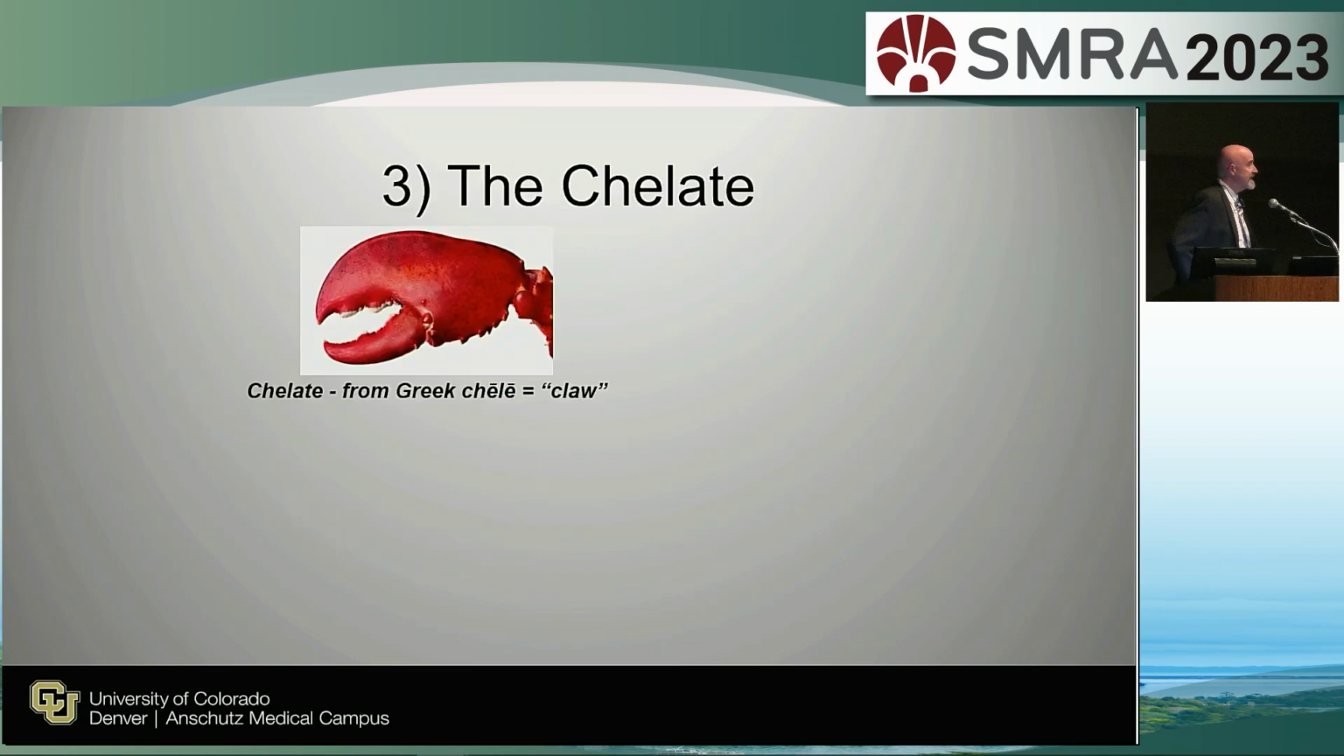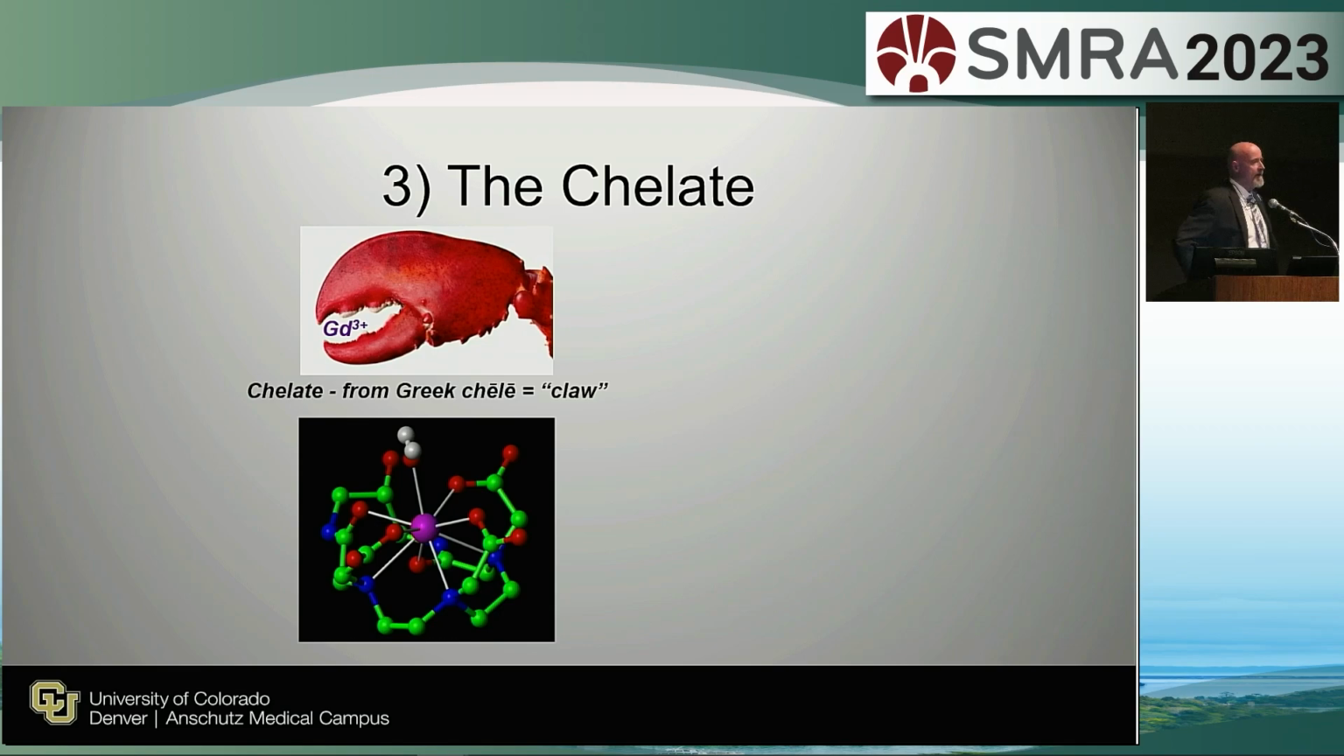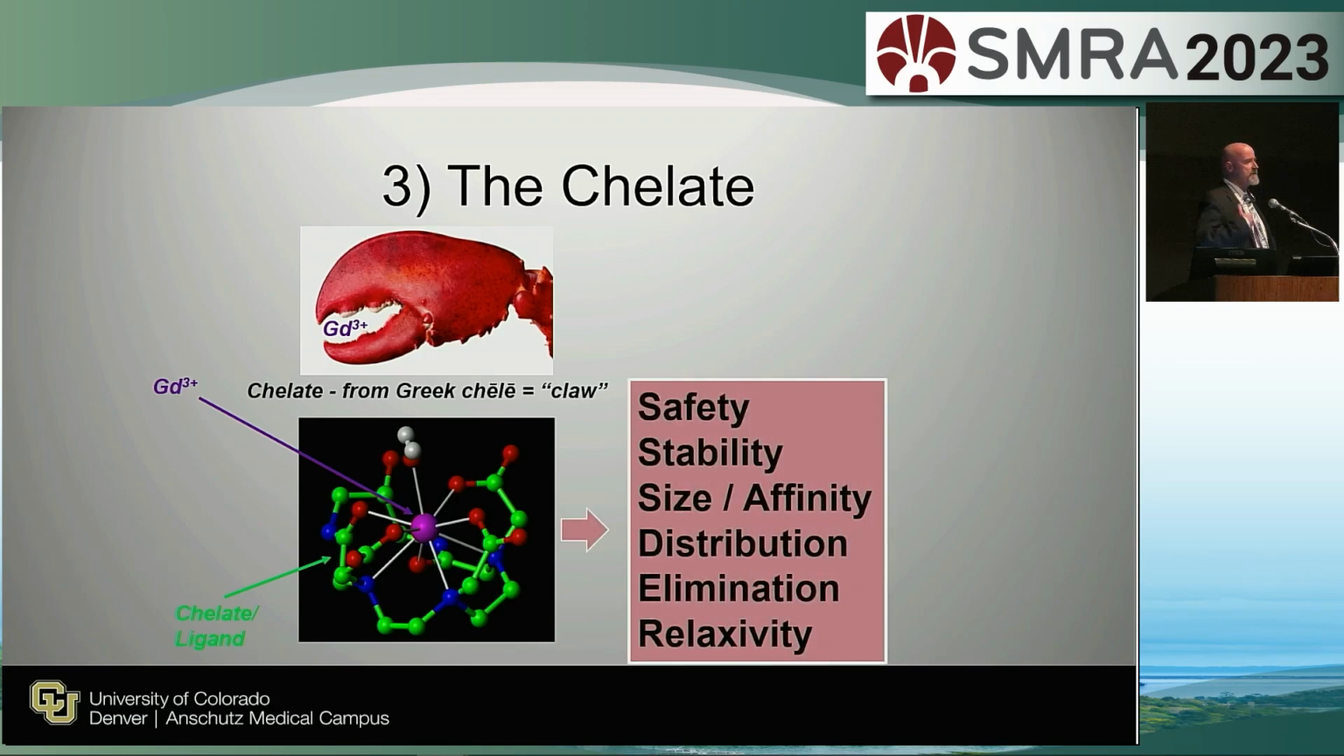So that's where the chelate comes in, and chelate comes from the Greek word chele, which means claw. So the idea is it's kind of holding on to the gadolinium, and the gadolinium is the little purple sphere in the middle with the molecular structure around it being the ligand. We're going to spend some time talking about that, but that ligand is really what is going to determine a lot of the biophysical and biochemical properties of a contrast agent. And I've listed some of them here.